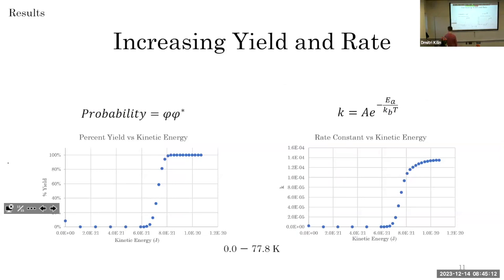So using my various simulations, I collected data, and here are some plots showing my percent yield versus kinetic energy, which is in joules, but this is from 0 to 77.8 Kelvin. And then I used the Arrhenius equation to plot the rate constant versus kinetic energy. They both show a similar trend: at about 50 Kelvin, they start to show a very steep increase, and then level off shortly after.